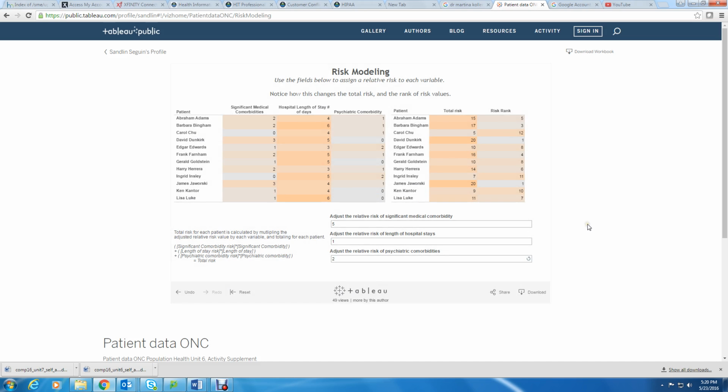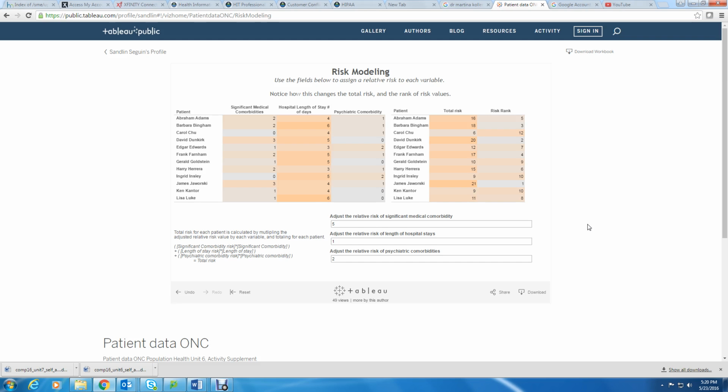Now take a look at how the risk rankings change. Which patients are now at highest risk? You'll want to take a few notes on this. Which patients are at lowest risk? Again, jot those names down.